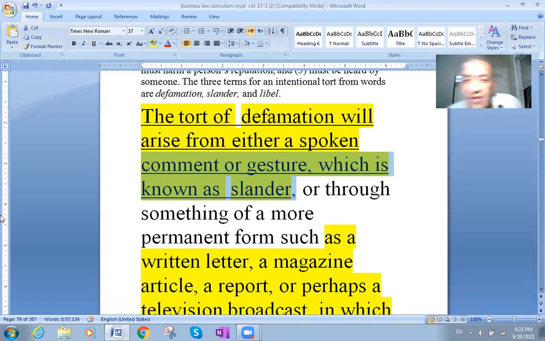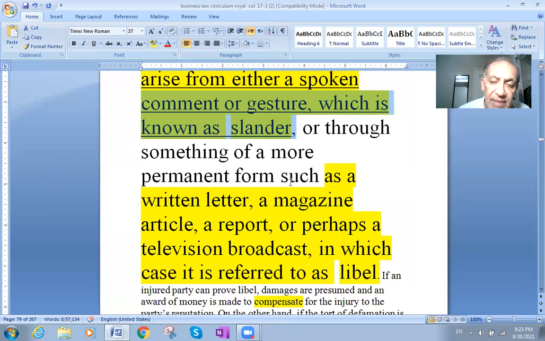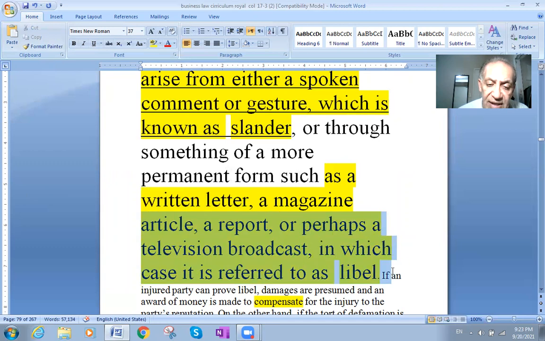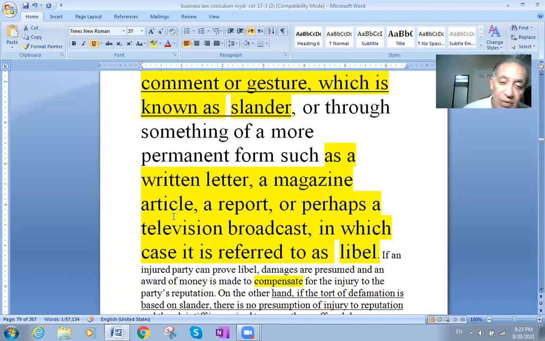Okay, this is the tort of defamation. It can also be something more permanent, such as a written letter, magazine article, report, or perhaps a television broadcast, in which case it is referred to as libel. So we have slander when it is verbal, spoken. A slander is a spoken tort, but we have a written tort, which we call libel.